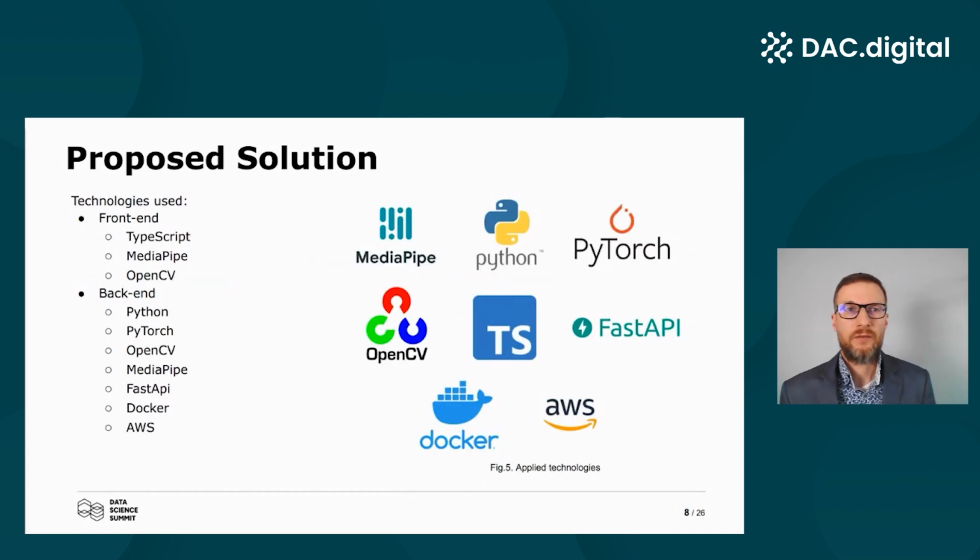Here you can see a list of main technologies used to build our solution. On the front end, we have used TypeScript, MediaPipe, and OpenCV. On the back end, we have used Python and PyTorch for building deep neural network models, OpenCV and MediaPipe to do some computer vision processing, FastAPI to build the service, Docker for deployment, and AWS for cloud storage.